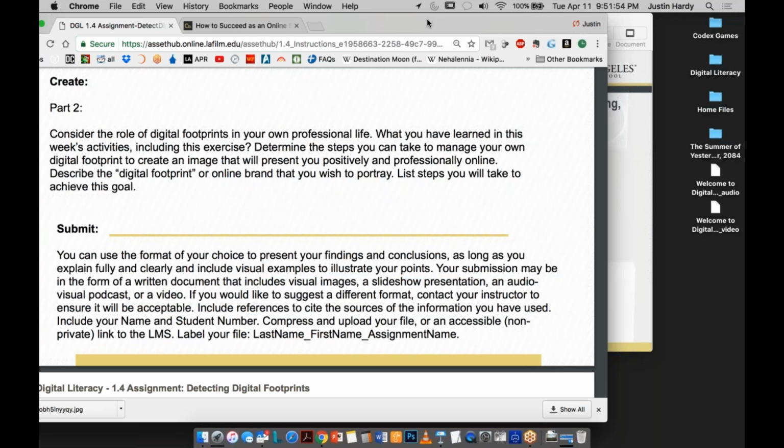And we also want you to describe this digital footprint or online brand that you wish to portray and list the steps that you'll take to achieve this goal. And this can be in bullet form, or you can just number the steps that you want to take.